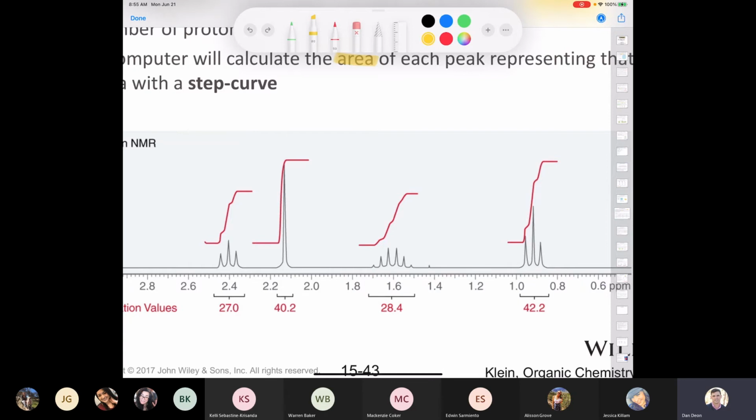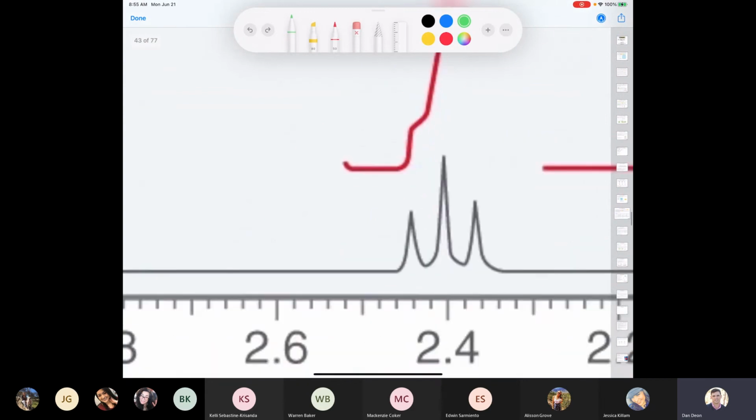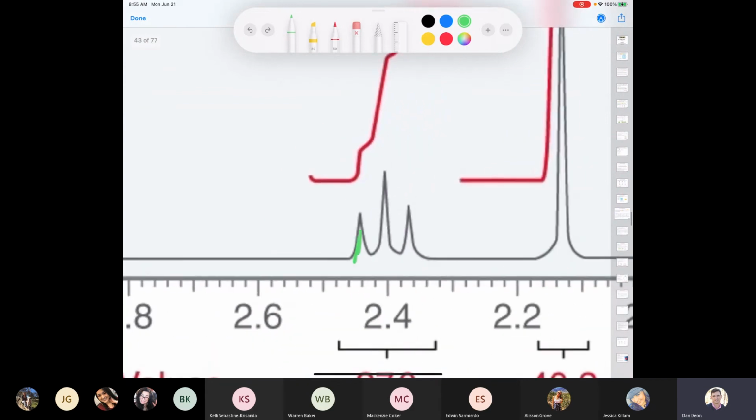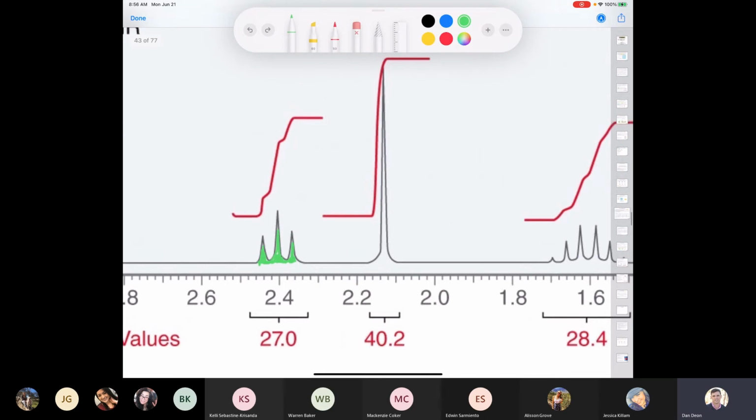But what the computer literally does, you'll have to bear with me, I'm going to zoom in really far. Son of a gun. Not that far. But what the computer does is it actually measures the area underneath the signal, okay? So what I'm shading in green here, it will measure that, exactly, and then it gives you a relative area. So it says, okay, the relative area of this is 27, and then it will measure the relative area under the next signal, okay?